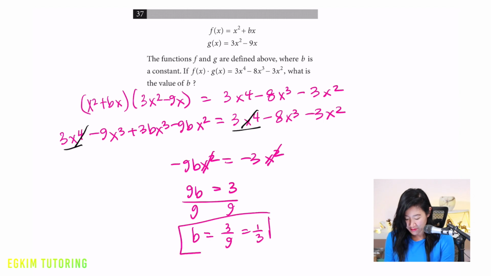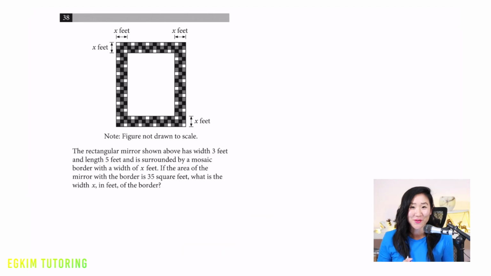Either number works. Okay, so we're on the last problem, and you have this rectangular shape right here. And it says the rectangular mirror shown above has width 3 feet and length 5 feet and is surrounded by a mosaic border with a width of x feet. If the area of the mirror with the border is 35 square feet, what is the width x in feet of the border? So the question is asking you to find x, which is this part right here.